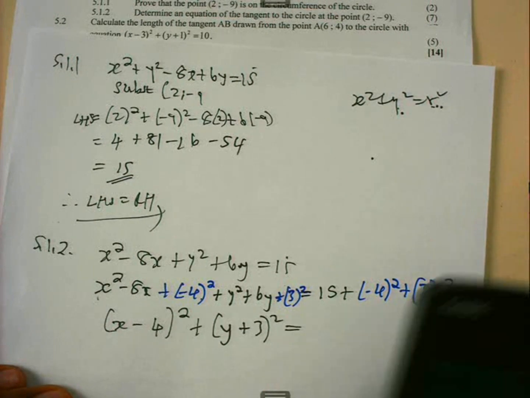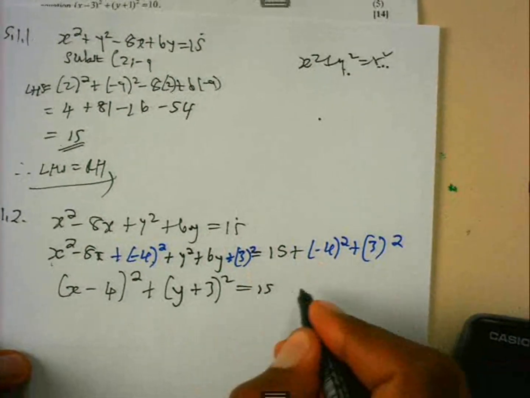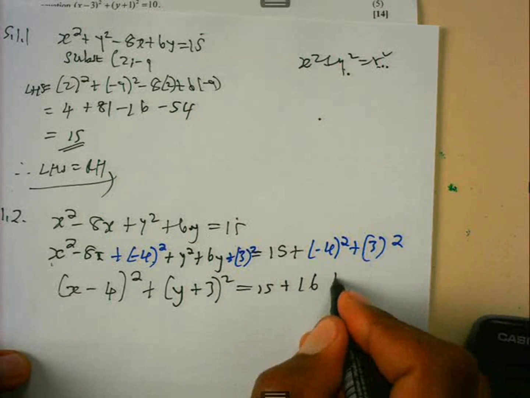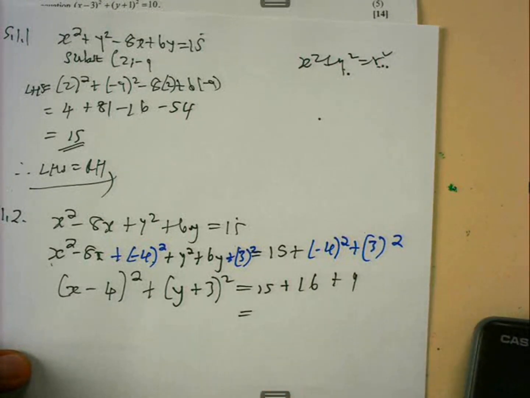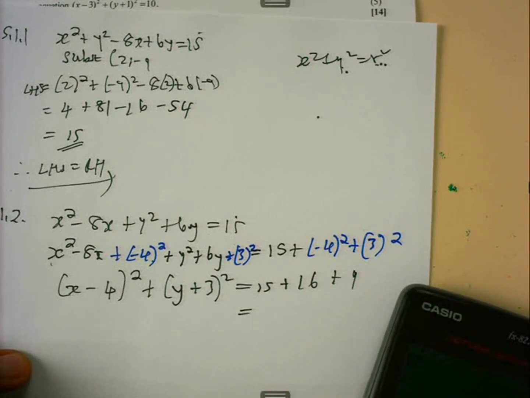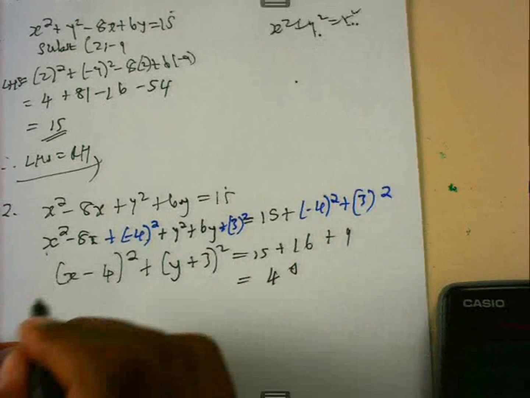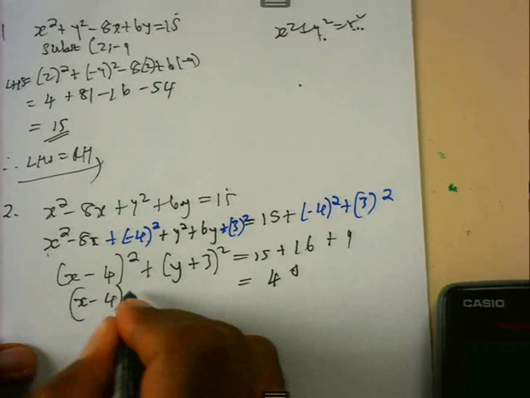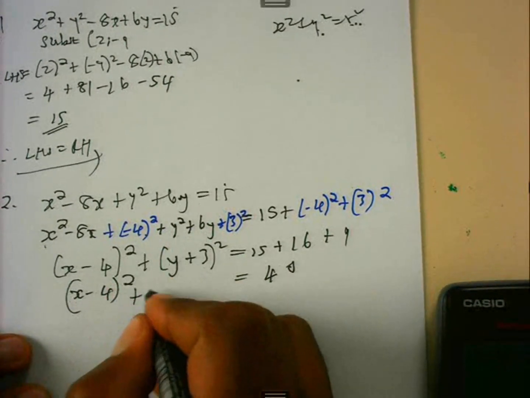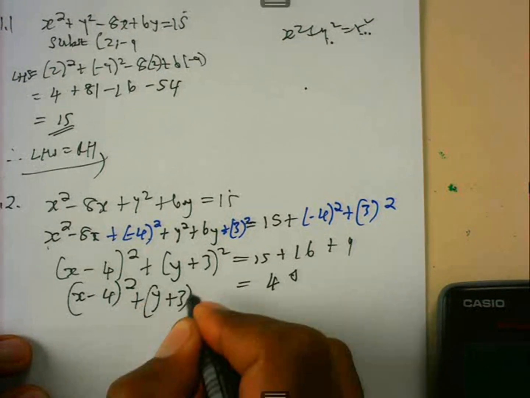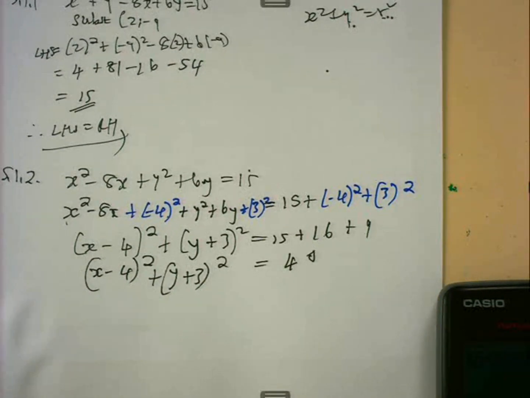Then it is equal to 15 plus 16 plus 9, and the answer there is 40. Therefore we have x minus 4 all squared plus y plus 3 all squared is equal to 40.